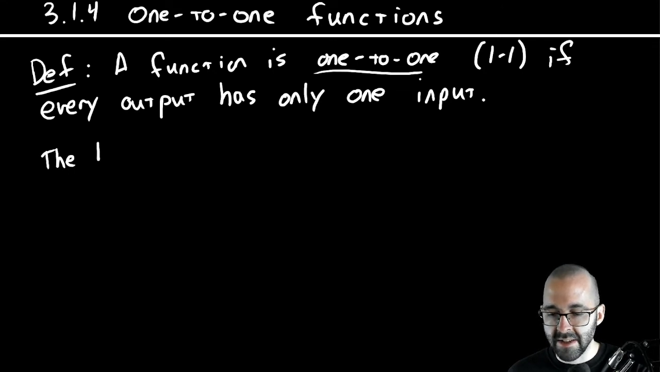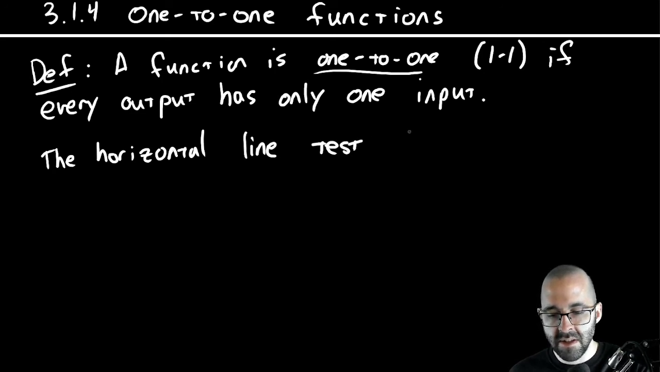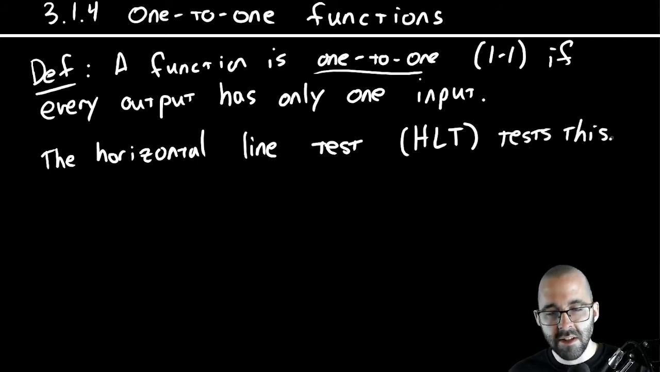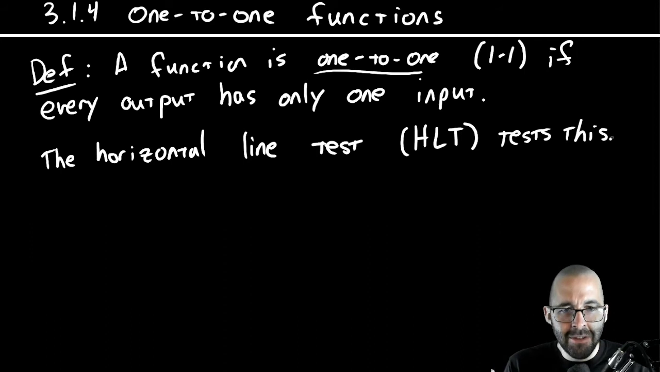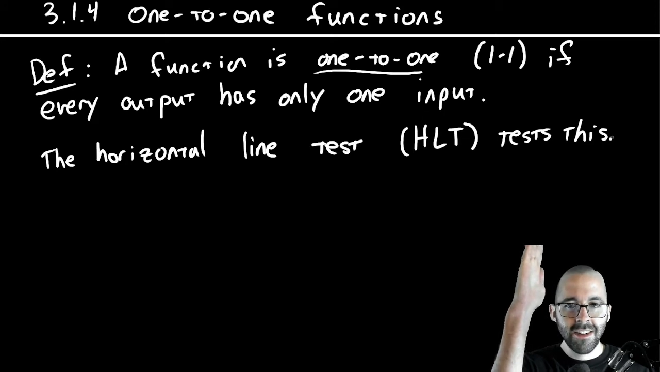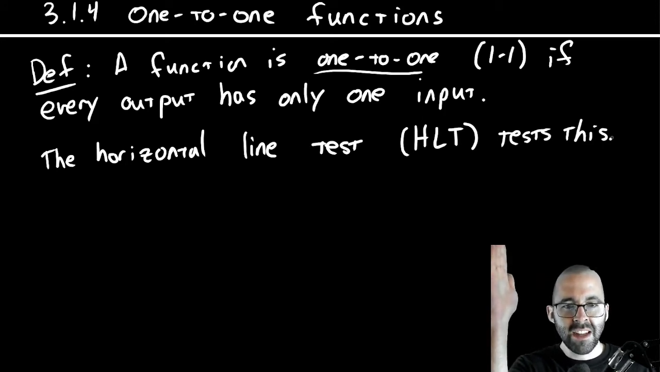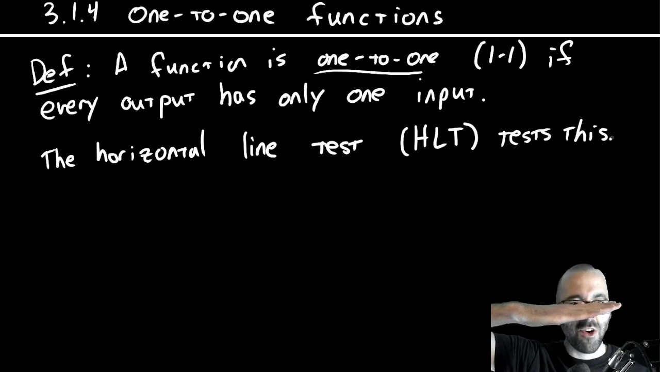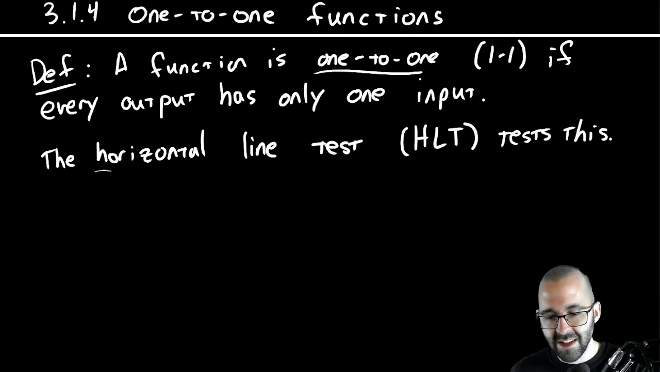The horizontal line test, little fun fact for you. Sometimes this is called the HLT. Test this. So I said this is a very similar definition to being a function. To test whether something's a function, we had the vertical line test. Well, we just switched the inputs and the outputs. Now we have a horizontal line test.